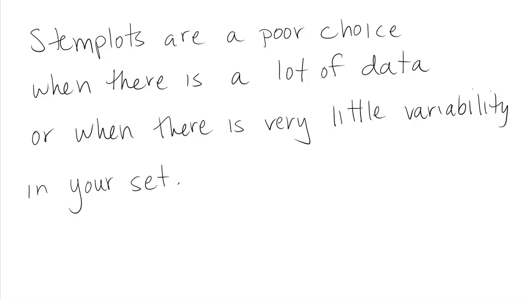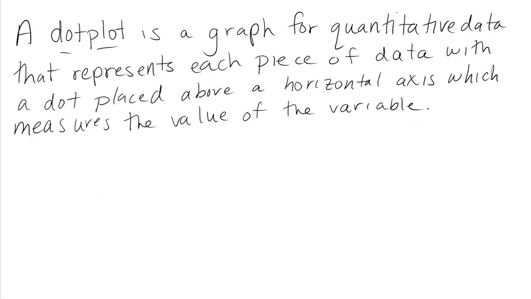What could you use there? You could go with an ungrouped frequency table. That would be a good option. Or another option would be to use the next graph we're going to talk about, which is the dot plot. A dot plot is a graph for quantitative data that represents each piece of data with a dot placed above a horizontal axis, which measures the value of the variable. Here, this definition gives us a little more of an idea of what the graph looks like. It's going to be a series of dots placed above a horizontal axis, but it still doesn't tell you exactly what's going on, so we're going to go through the steps for creating one.